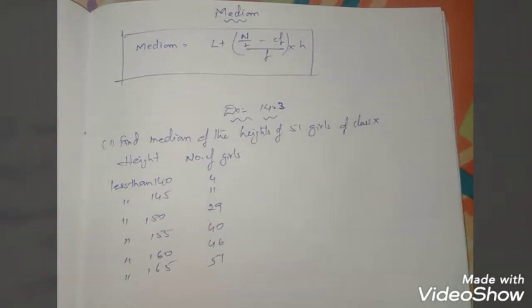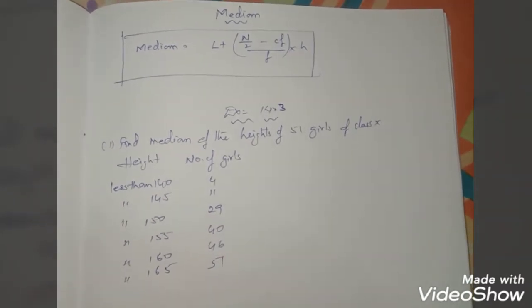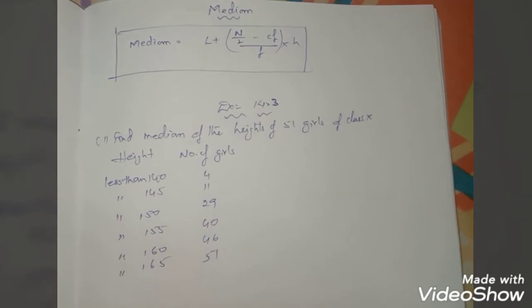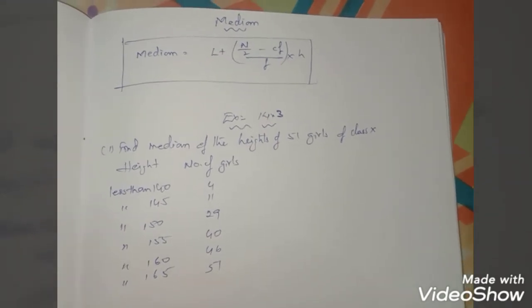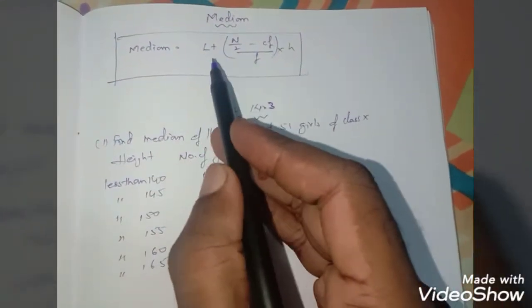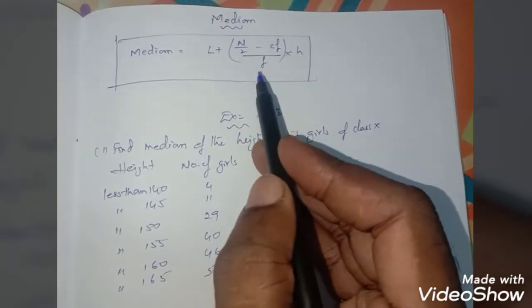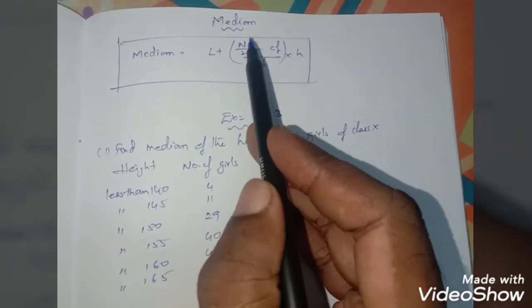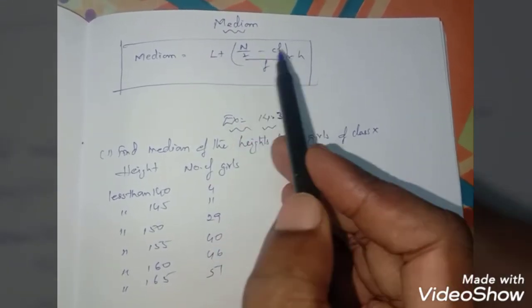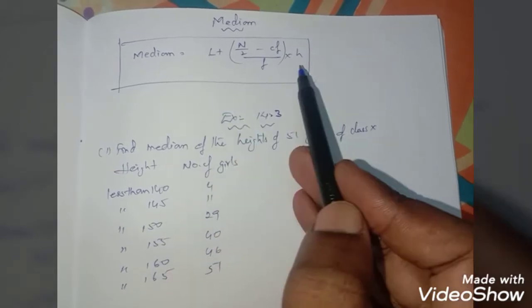So students, in the previous exercise we learned about the mode and mean. Today we are going to learn about the median. The formula of median is given as median is equal to L plus (n by 2 minus CF) by f into h. Already we have learned what are the terms n, CF, f, L and h.